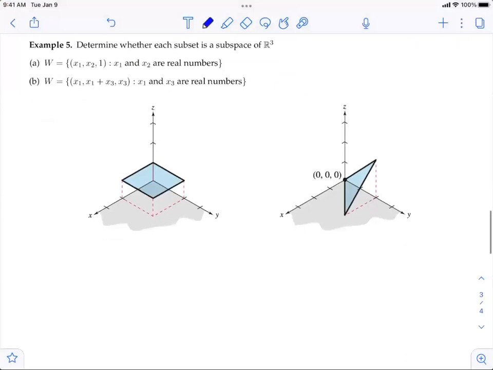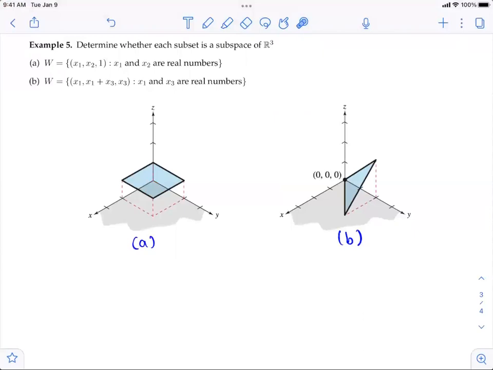So this is the graph for the first subset, and this is the graph for the second subset. The graph of the first subset is the three-dimensional case. You have three components, and you will see that this shaded plane is above the origin. It will not go through the origin graphically. So therefore, the zero vector is not in the set, and because of that, the set W is not a subspace of R3.